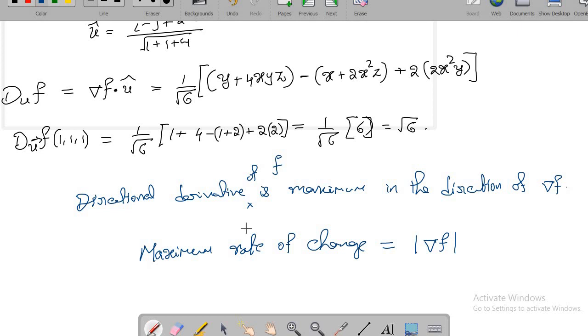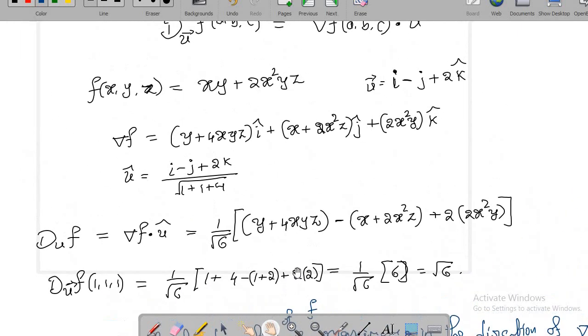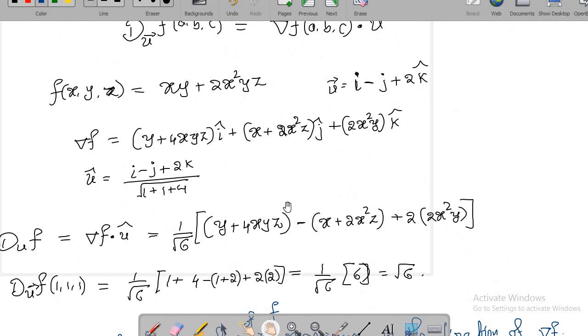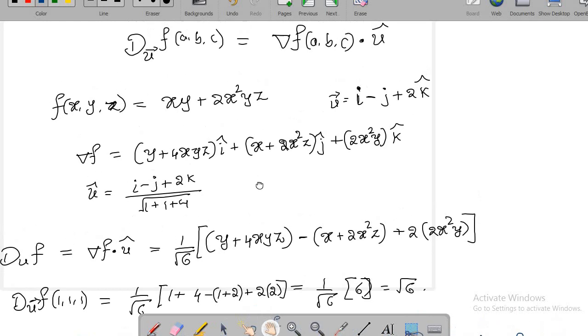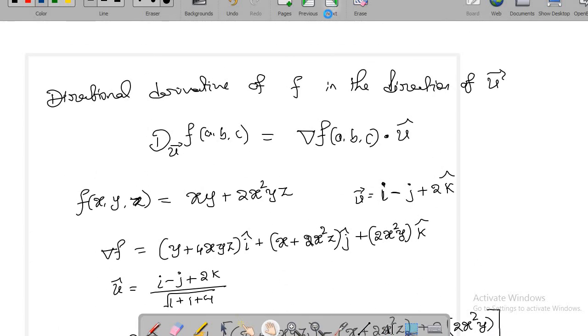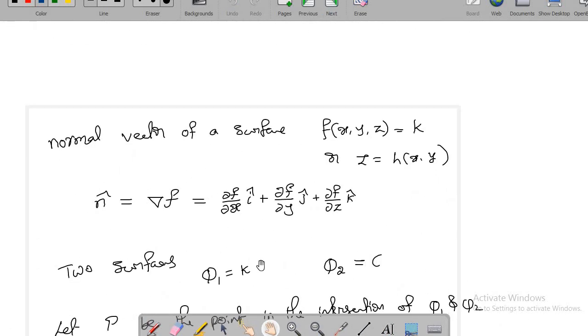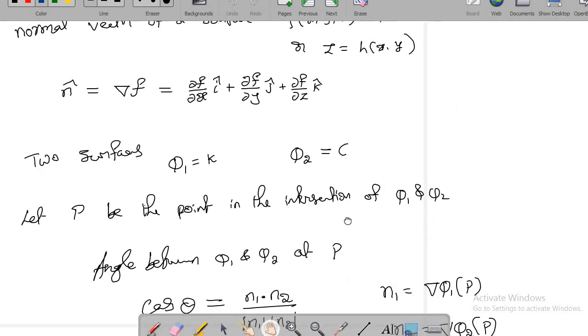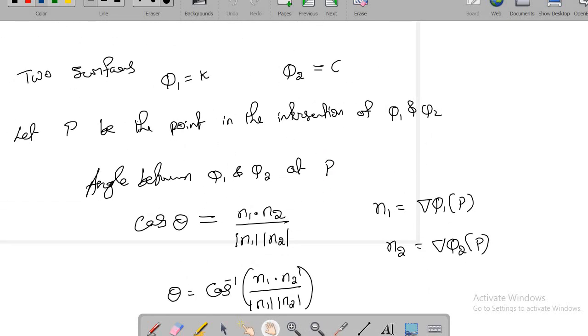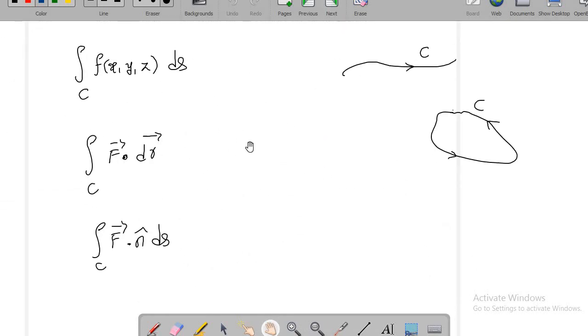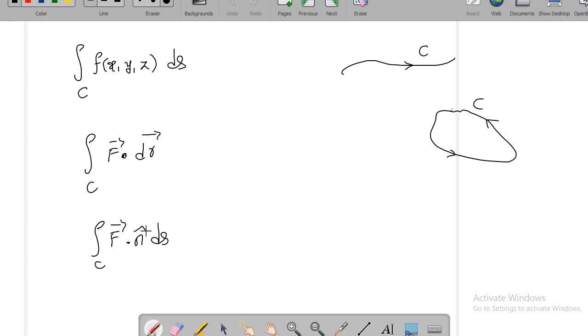Okay, so this is about the directional derivative. You can find some questions on finding directional derivatives and the maximum rate of change, and the direction of maximum rate of change or the minimum rate of change. Similarly, finding the angle between the surfaces using the normal vectors, or finding the normal vectors of surfaces. So you can find some questions like this. Now I hope you can understand what I mean by a normal vector here, n cap. If you have a surface, you take the gradient of that surface, which gives you the normal vector.